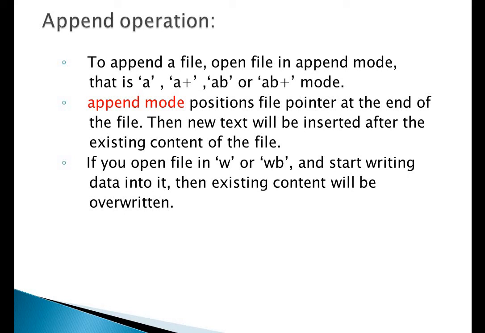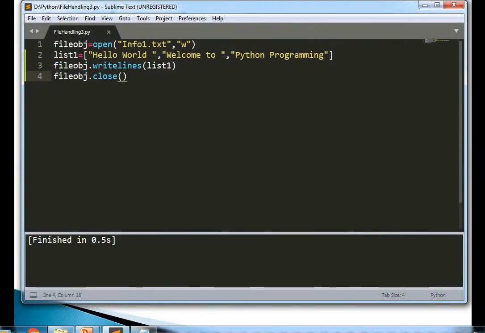So to see this append operation, again we will go to the same program and modify it so that it will work for append operation. The first change: instead of opening the file in write mode, open it in append mode. The advantage of opening it in append mode is that the previous content will remain as it is and the new content will be inserted after the existing content. For info1.txt, the existing content is hello world, welcome to Python programming.